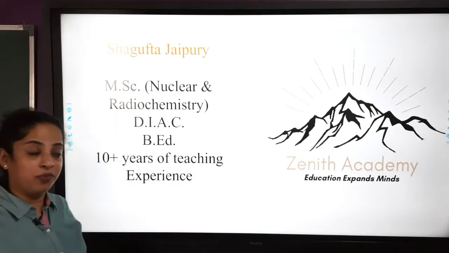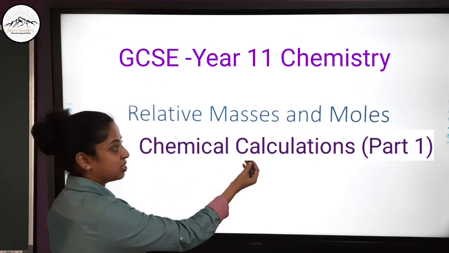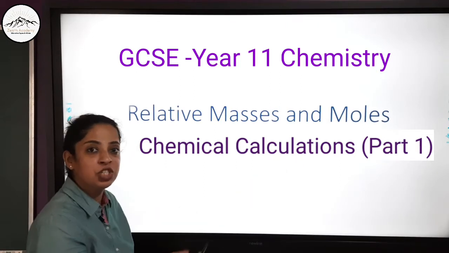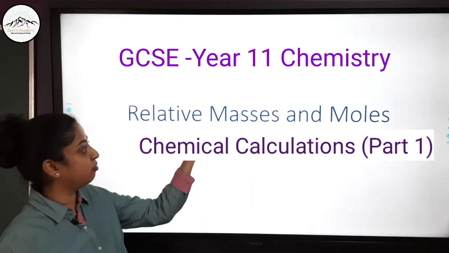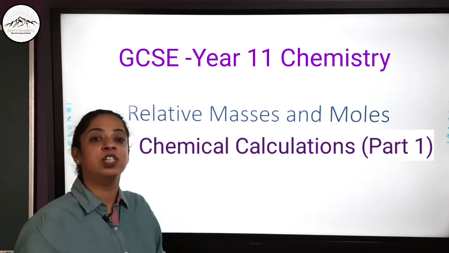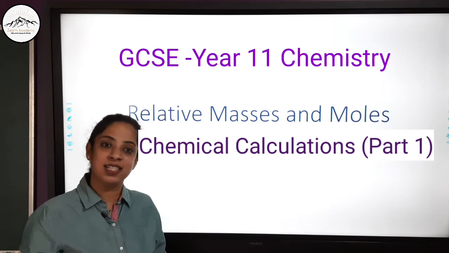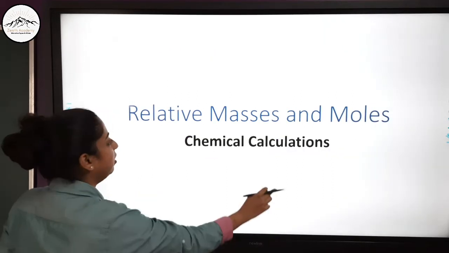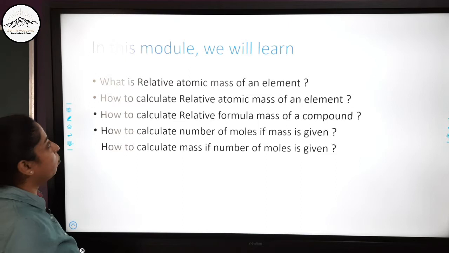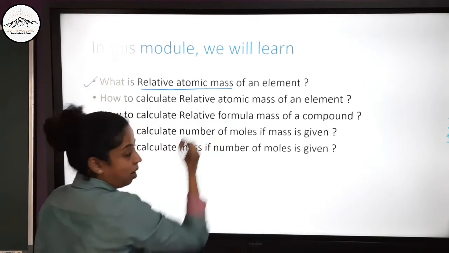My name is Shagufta Jaipuri and today we will study relative masses and moles and the relationship between moles and relative masses. Now this is part of chemical calculations for GCSE year 11. This is also a part of ICSE class 10. So let's go ahead.